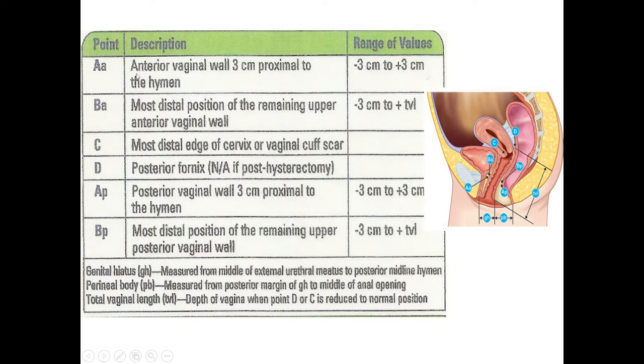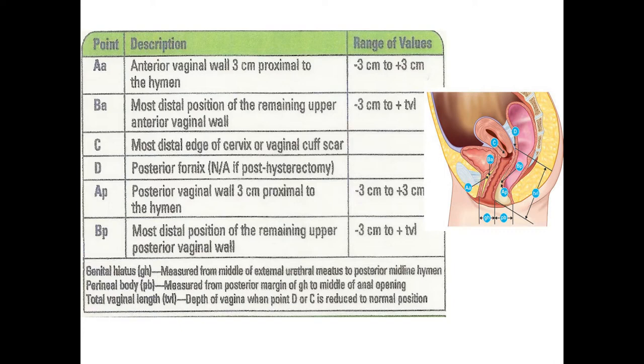Aa, this point is on the anterior vaginal wall 3 cm proximal to the hymen. In the event of no prolapse, it is minus 3 cm, and in the event of prolapse, it can be maximum up to plus 3 cm. So it ranges between minus 3 to plus 3. That's why it is called relatively fixed. Ba, the most distal position of the remaining upper anterior vaginal wall. In the absence of prolapse, this one and Aa remain at minus 3 cm, but for prolapse it can be maximum up to total vaginal length.